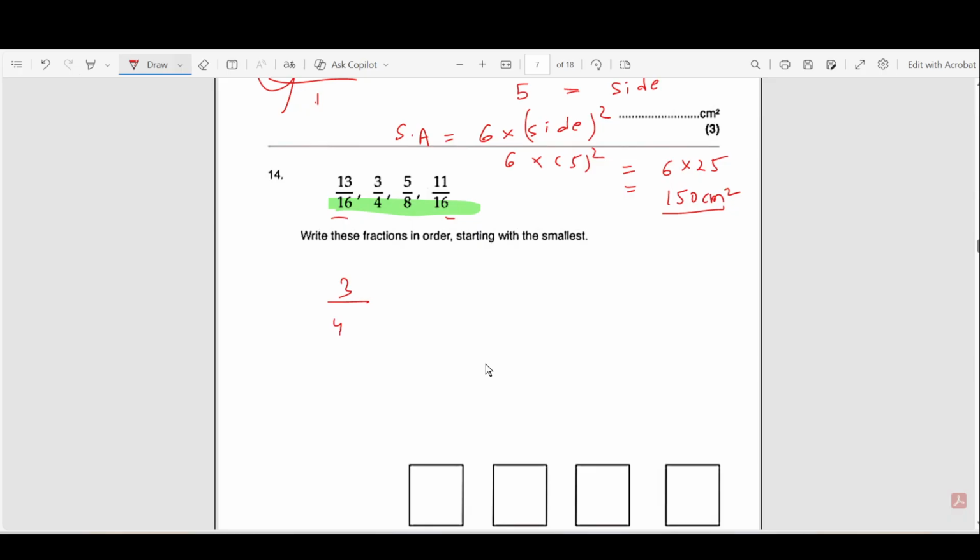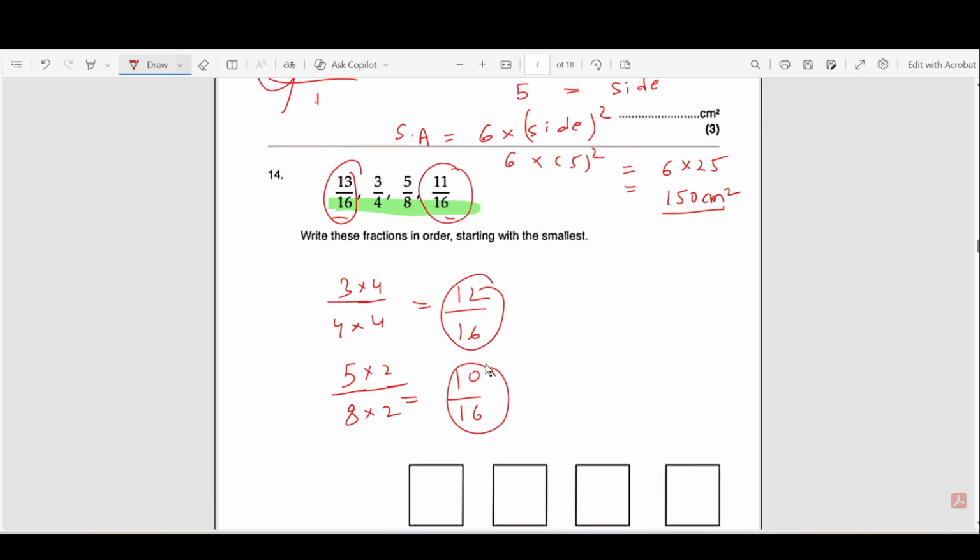If you check 3/4, what number should I multiply it with to get 16? With 4, right? The same number I will multiply the top number by, so I got 12 over 16. Now let's take 5 over 8. What should I multiply 8 with to get 16? 2, right? 8 times 2 is 16. With the same number I multiply the numerator: 5 times 2 is 10. So I have 13 over 16, 12 over 16, 10 over 16 and 11 over 16.